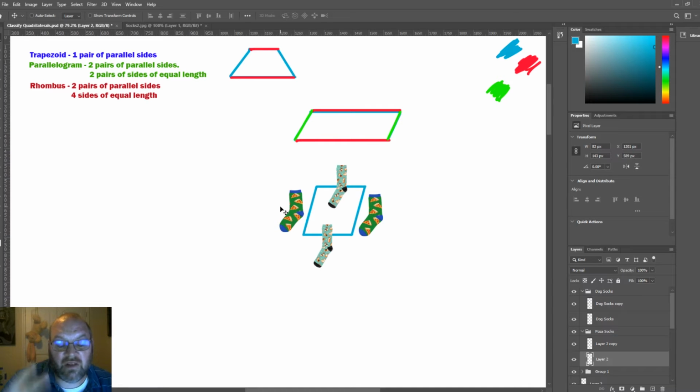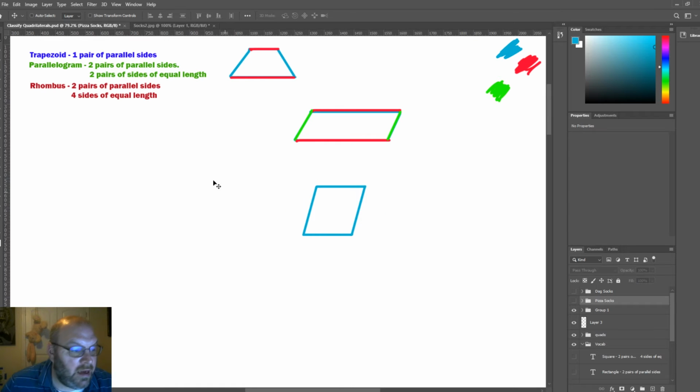Two pairs of socks is four socks total. Two pairs of parallel lines is four lines total. So we got two pairs of parallel sides. This side and this side, dog sock and dog sock, are parallel sides. Pizza sock and pizza sock are parallel sides. Okay? Now let's take the socks off. Because it also has four sides of equal length, and you saw me maneuver that there, these are all equal length. So that is a rhombus. Okay?